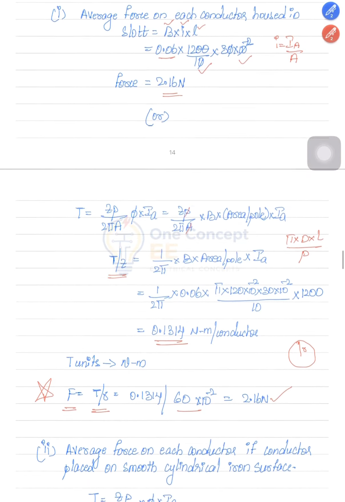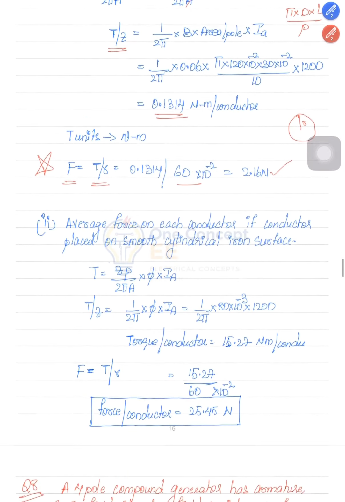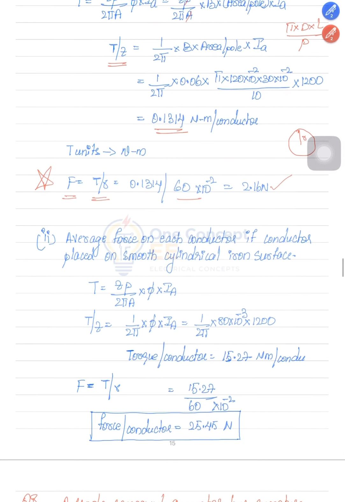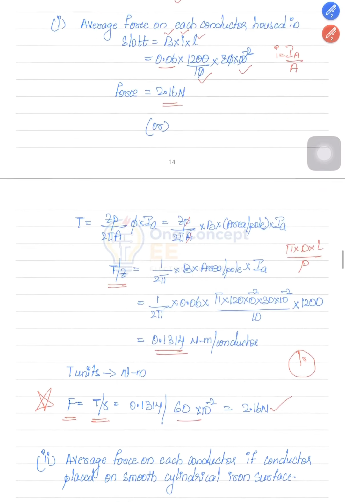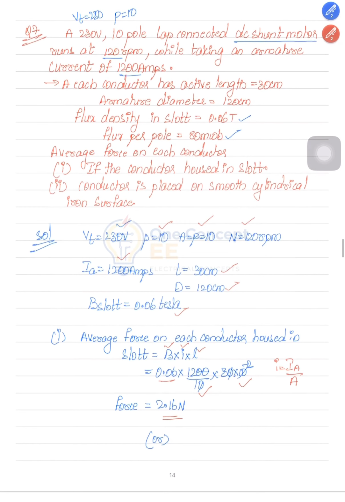Similarly, in the second question, they are asking for the average force on each conductor if the conductor is placed on a smooth cylindrical surface. We know the torque formula ZP by 2 pi A into phi into Ia. Here P equals A because of lap winding, so these cancel each other. By transferring Z to the left hand side, we get torque per conductor as 1 by 2 pi into phi into Ia. The phi given in this data is 80 milliweber.